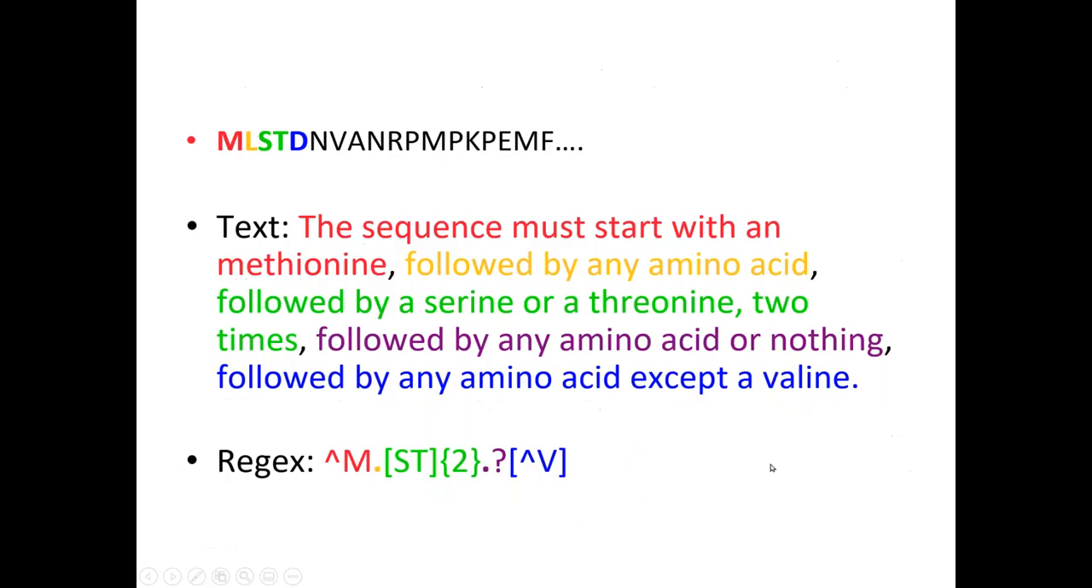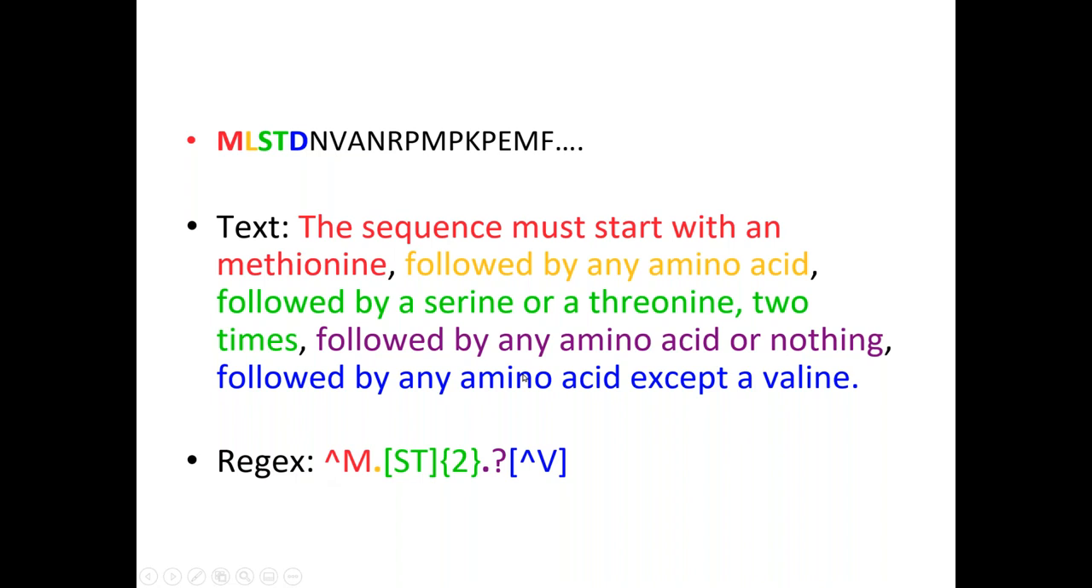This is just an example. Up at the top then is a sequence that I want to find. If I was going to tell you about this sequence just sitting at the desk next to you, I would say this sequence must start with a methionine, and that must be followed by an amino acid, any amino acid, followed by a serine or threonine two times, followed by any amino acid or nothing, followed by any amino acid except valine. And then all of that can be boiled down into a regular expression that looks like this.